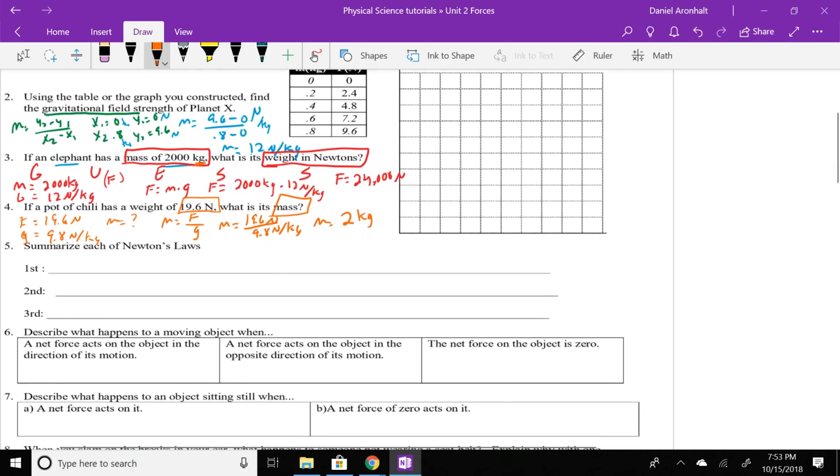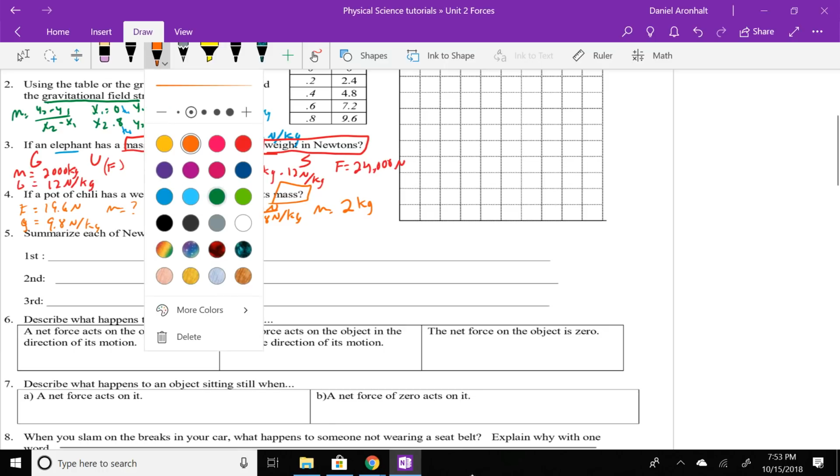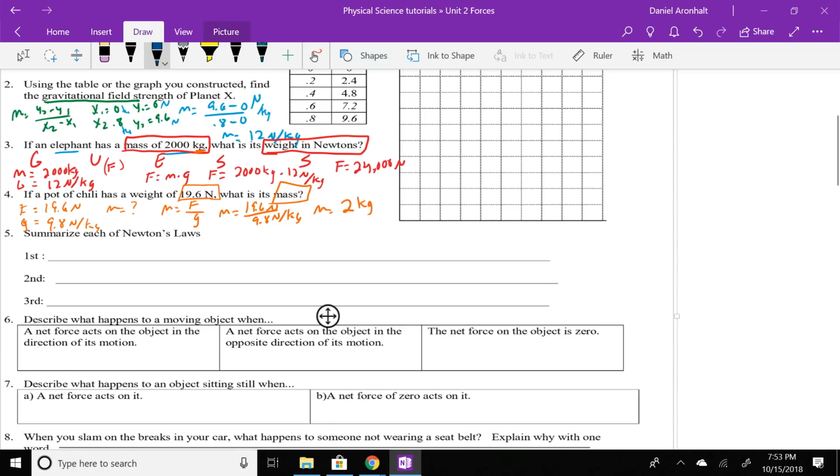Okay, problem number 5. We're going to summarize each of Newton's 3 laws. For my class, we made a little logic box or logic train, and how each of them fed into another one. But what we're going to give is we're just going to summarize with a couple words. So Newton's first law was the law of inertia. Let's go blue. It was inertia.